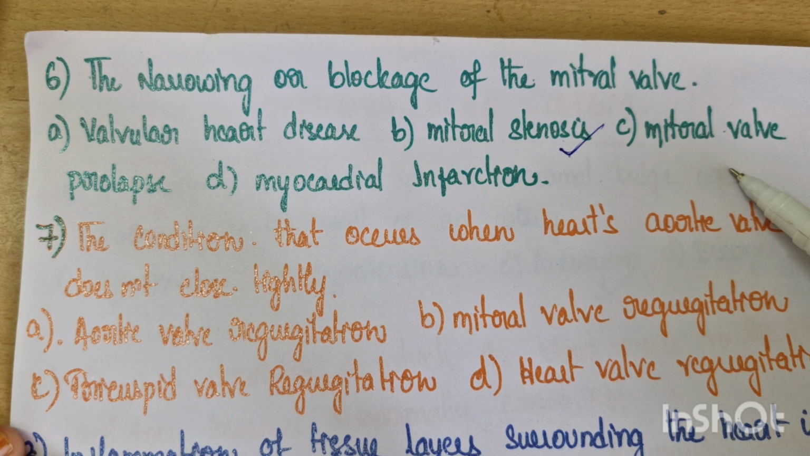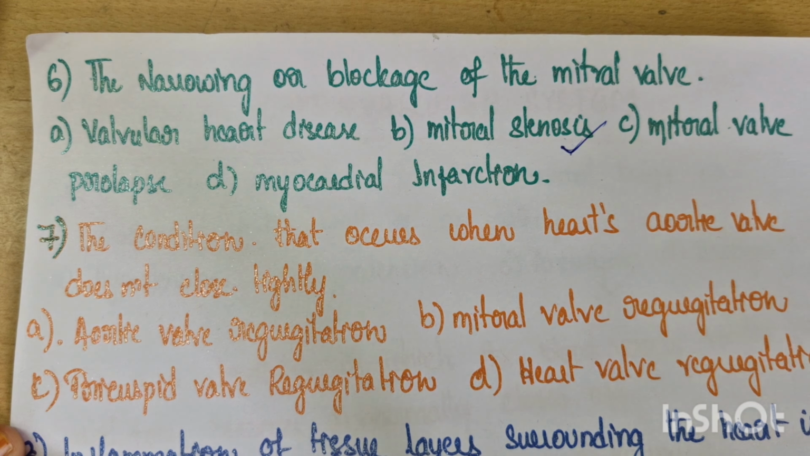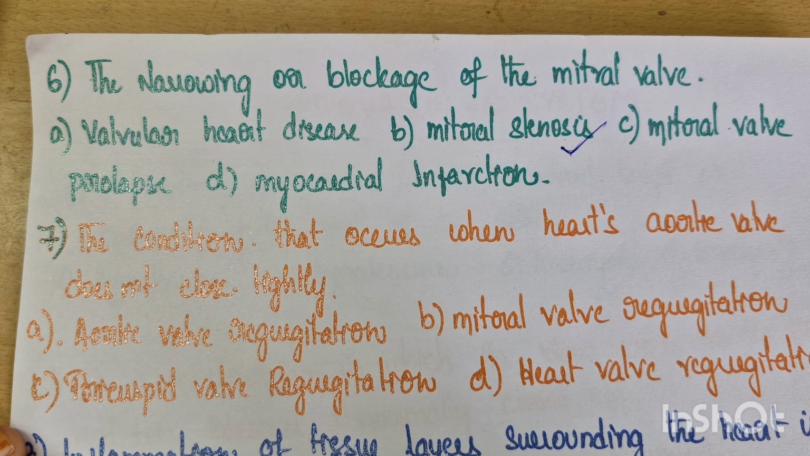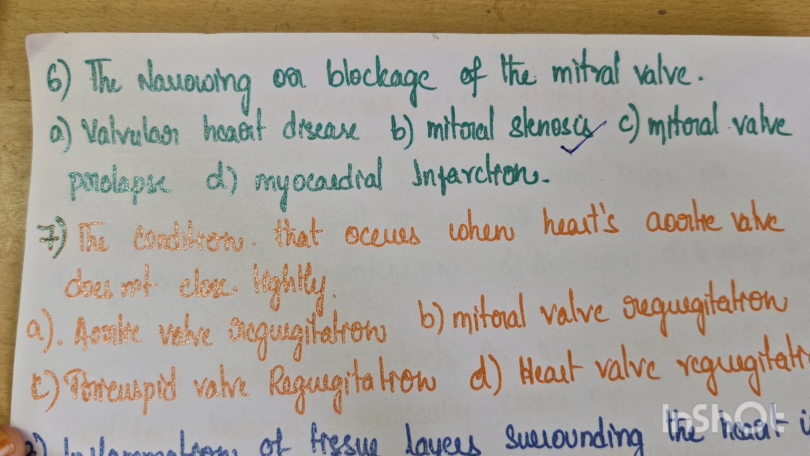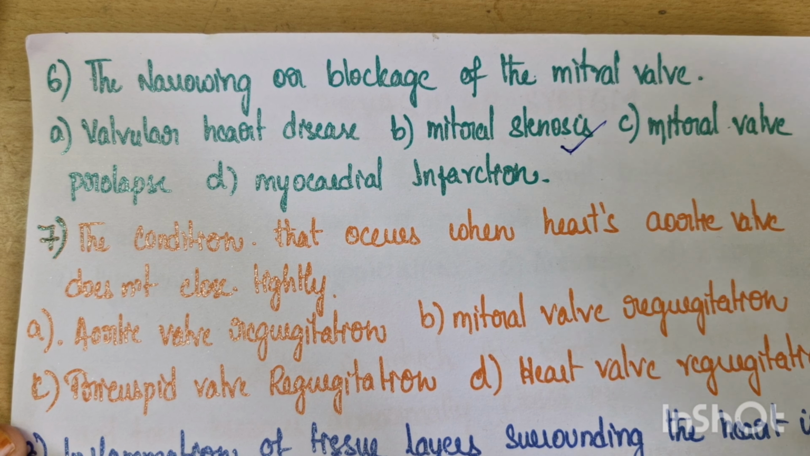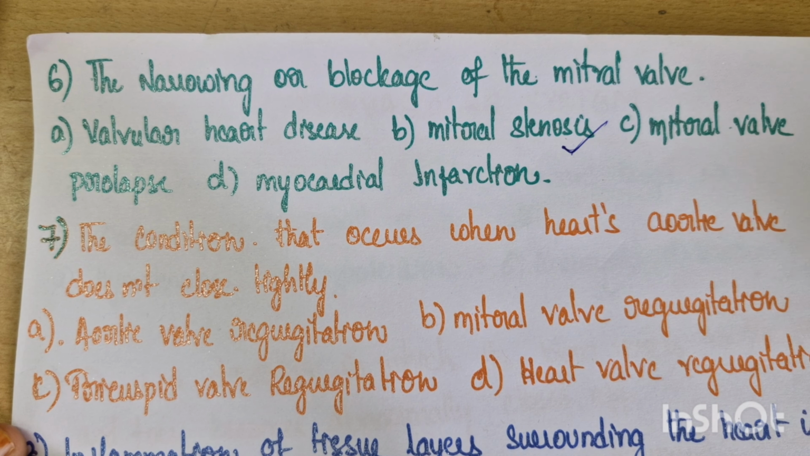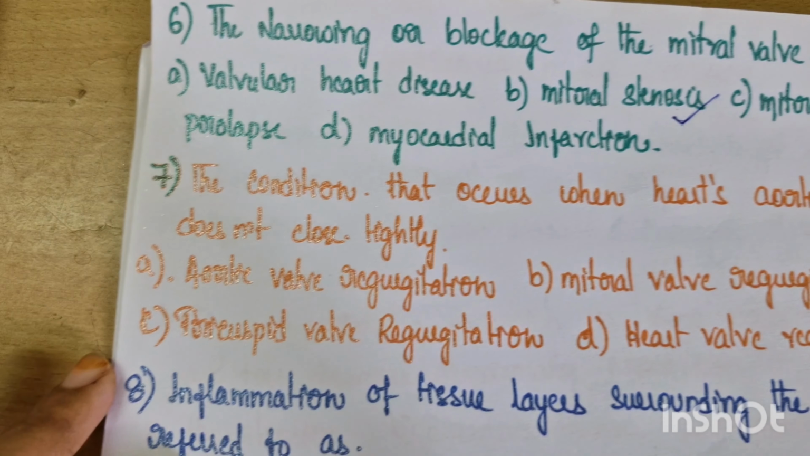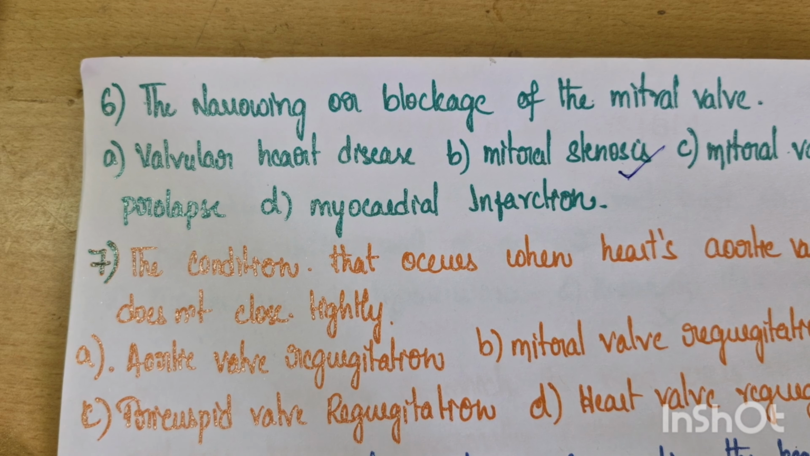Mitral valve prolapse means loss of elasticity. I have already told you that both of the valve flaps will be enlarged and the supporting muscles will be too long. So instead of closing properly, they collapse. That condition is called mitral valve prolapse. Myocardial infarction I have already explained. Valvular heart disease is related to the heart condition, so it is not stenosis. So the answer is mitral stenosis.